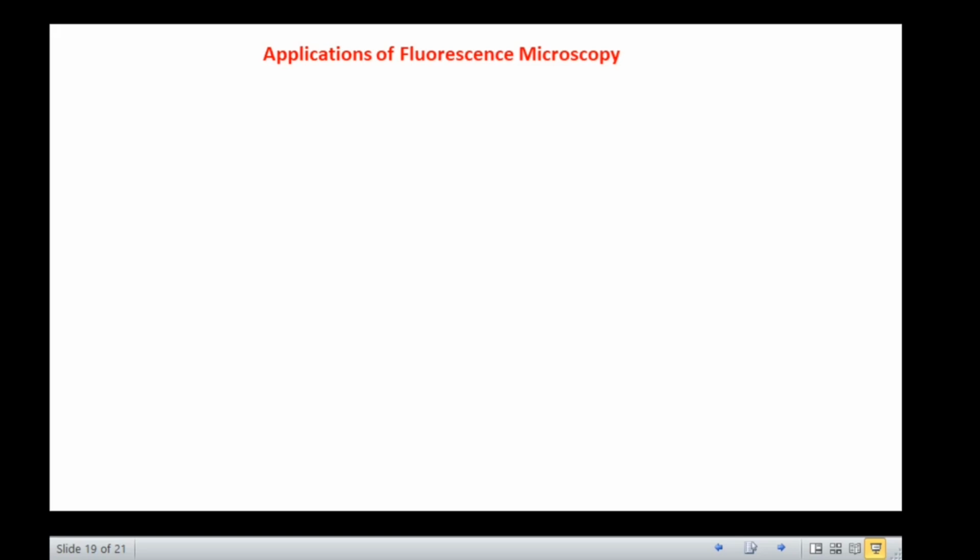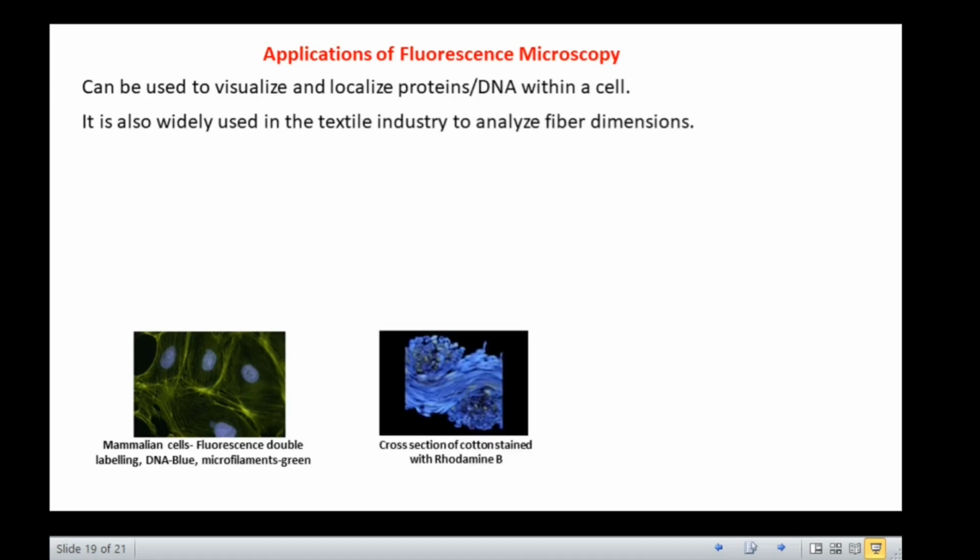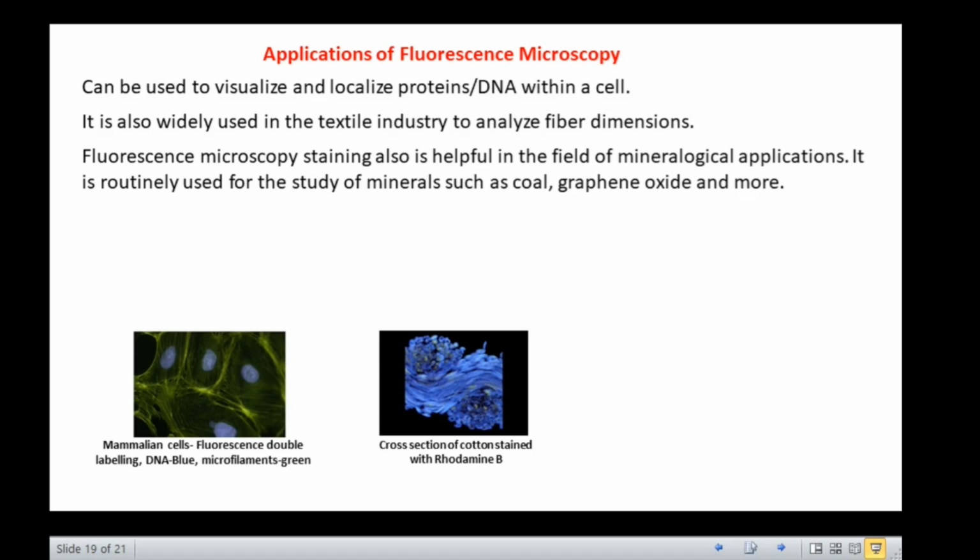Fluorescence microscopy can be used to visualize and localize proteins or DNA within a cell. The picture shows mammalian cells double labeled. DNA can be seen as blue colored and microfilaments can be seen as green. It is also widely used in the textile industry to analyze fiber dimensions. Fluorescence microscopy staining also is useful in the field of mineralogical applications. It is routinely used for the study of minerals such as coal, graphene, and others.